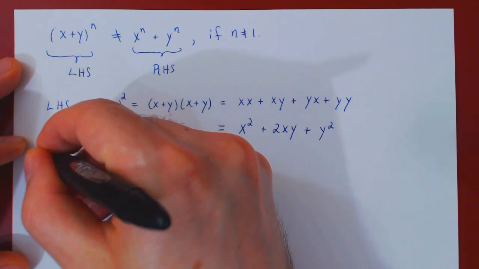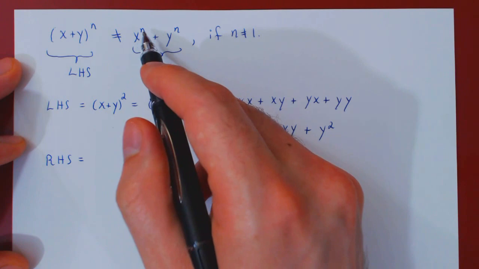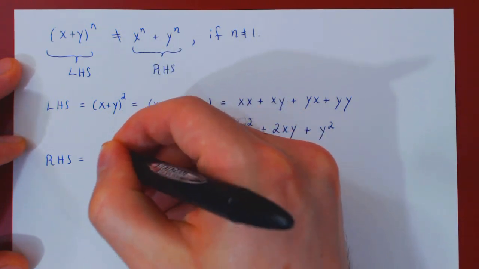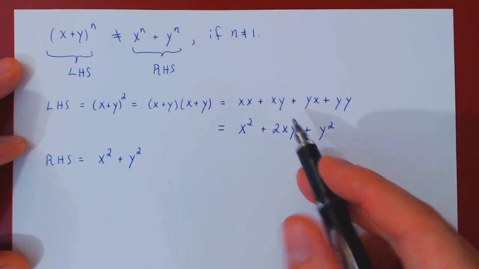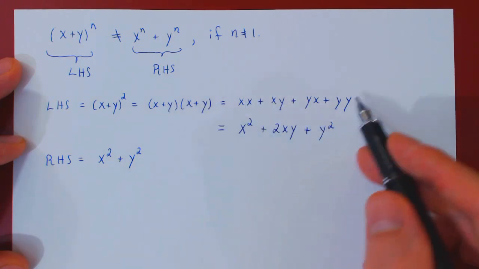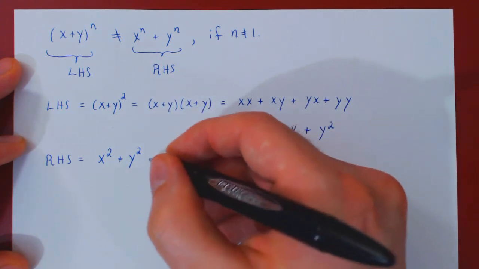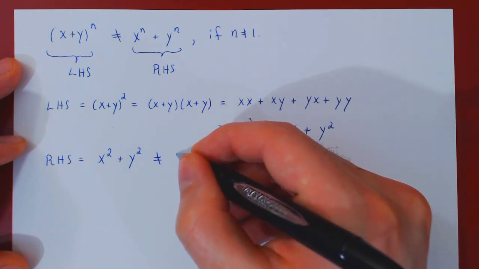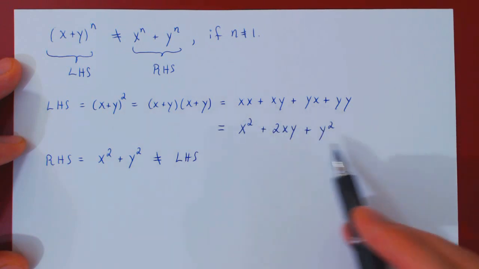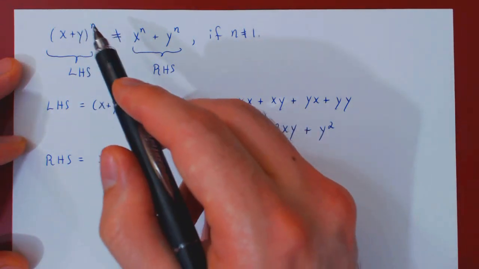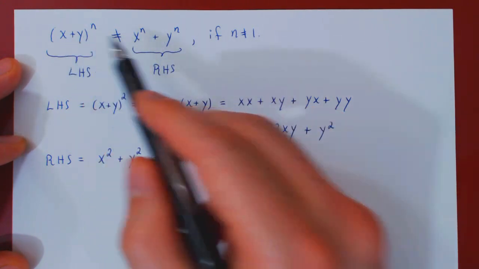Now what is the right-hand side in this case? Well, if n is 2, the right-hand side is x squared plus y squared. We're missing the middle term, which came from expanding out (x + y) times (x + y). We're missing the cross term. So clearly this is not equal to the left-hand side. So very simple counterexample that you cannot distribute an exponent onto a sum of terms.